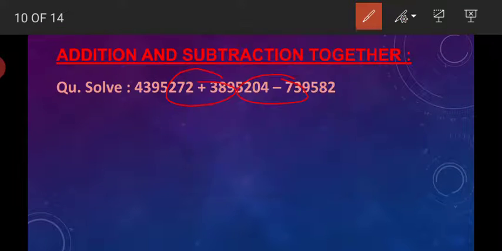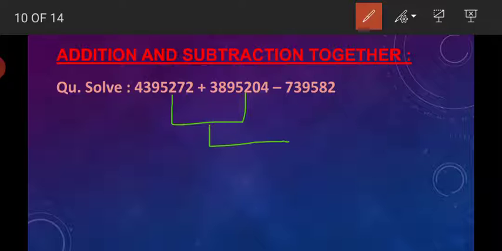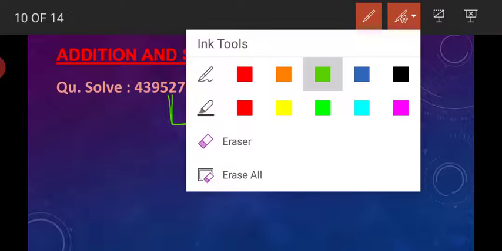If we are given this type of question, what to do? There are two steps. First we have to add these two. After that we have to subtract another number from the sum. Okay, first step, you have to add these two; from the sum you have to subtract the third number. Now come to the solution of this one.